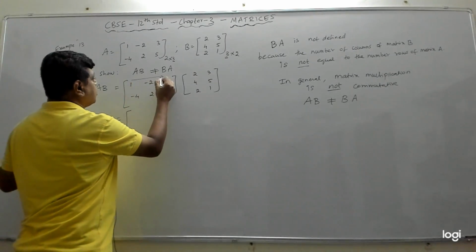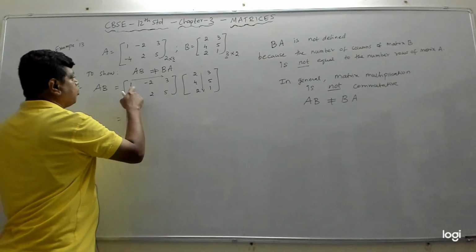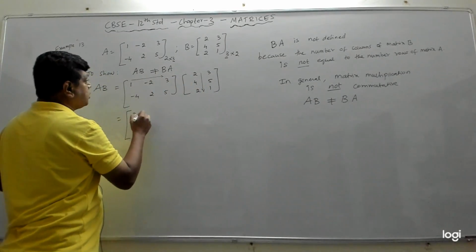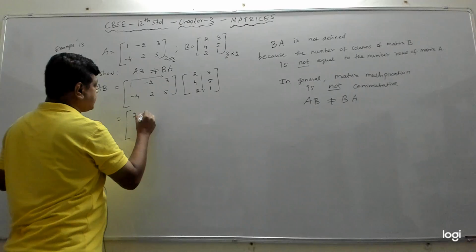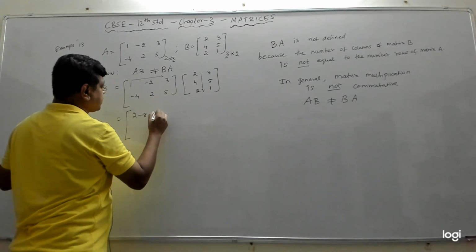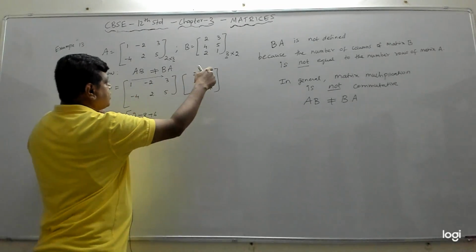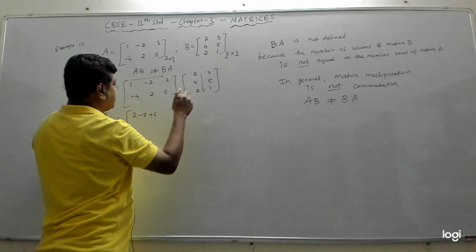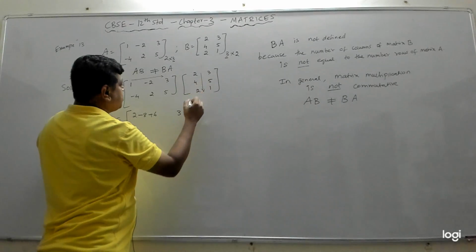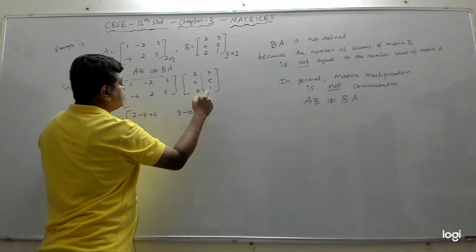So first row with first column: 1 into 2 is 2, minus 2 into 4 is minus 8, 3 times 2 is 6. That is the first element. For the second element, we go to the first row and second column: 1 into 3 is 3, minus 2 into 5 is minus 10, 3 times 1 is 3.